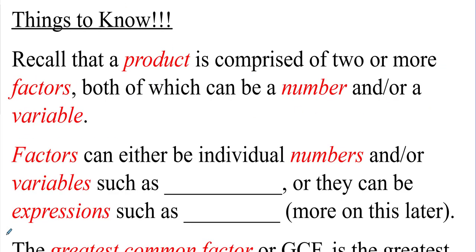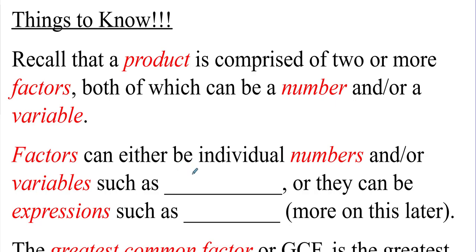All right, first things first, things to know. You guys should know a lot of these words. This is mostly recall. You're going to hear me using them throughout this unit, so it's good that we do a little bit of a refresher. So remember that a product is made of two or more factors. Factors are things that multiply to each other, and they create that product. It could be a number, a variable, a number and a variable, or a variable. Any way you want. Factors can either be individual numbers and or variables.